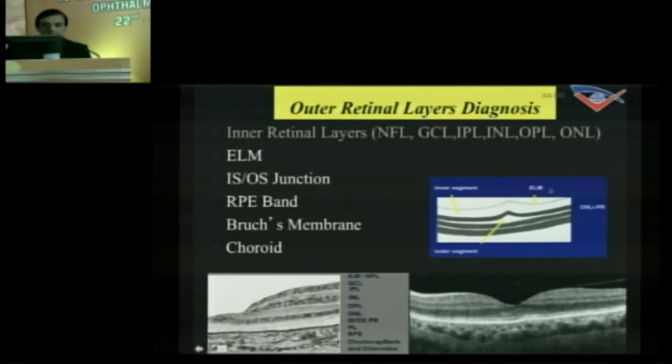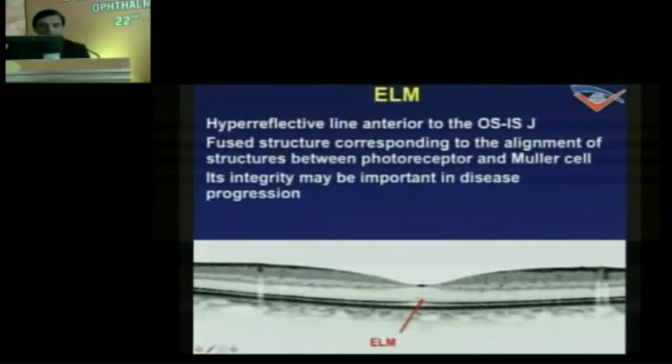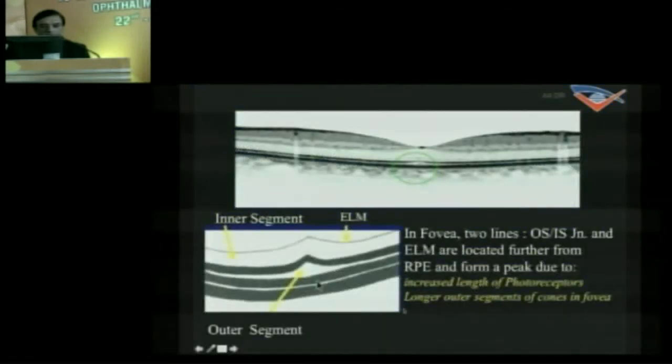So this is just a cartoon, a small little representation. You don't have so much of separation. But you can see here the external limiting membrane. You can see the inner segments, the ISOS junction or the ellipsoid zone, the outer segments, the RPE and the Bruch's membrane, which is normally seen as a complex, and then you have the choroid below. If you look at this picture in a little more detail, you can see the external limiting membrane, the outer segments, then you see here the ISOS junction, then you have the Bruch's membrane with the choriocapillaris complex and the RPE.